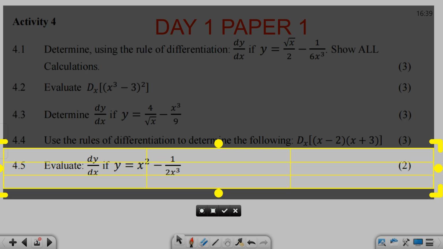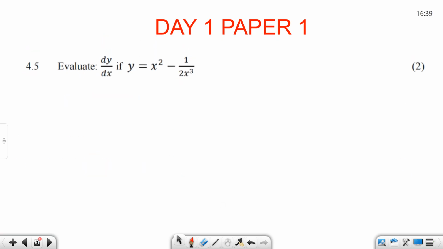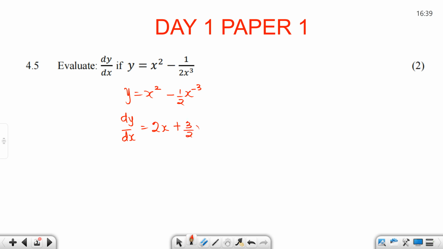What's the next one that we have? 2 marks here. What do we need to do? Y equals to what? X squared minus. Only the x goes up. You leave the 2 at the bottom. So can we derive now? What's your answer? 2x plus 3 times half would give us what? To the power negative 4. Done?